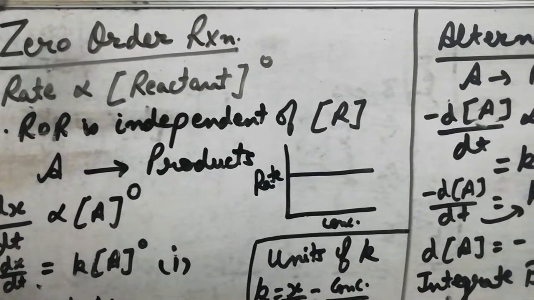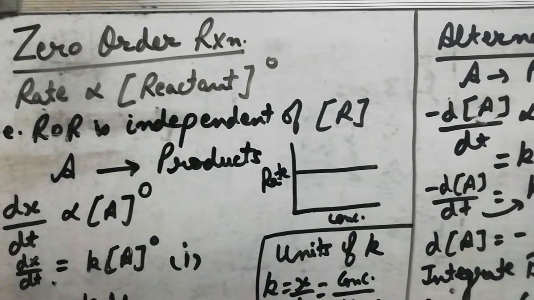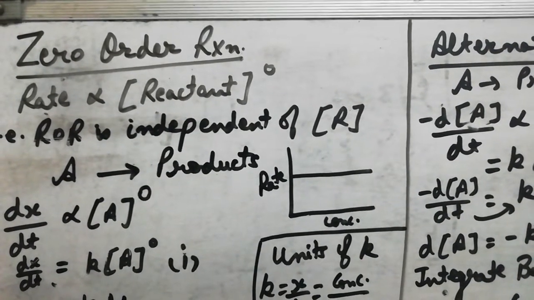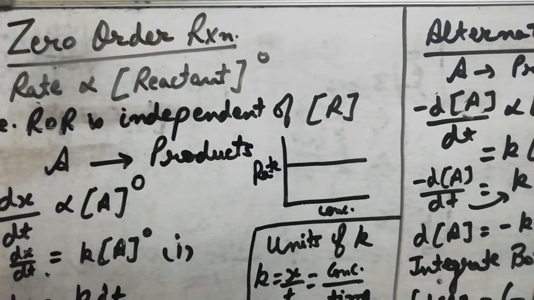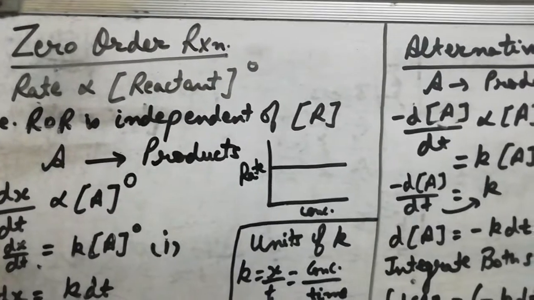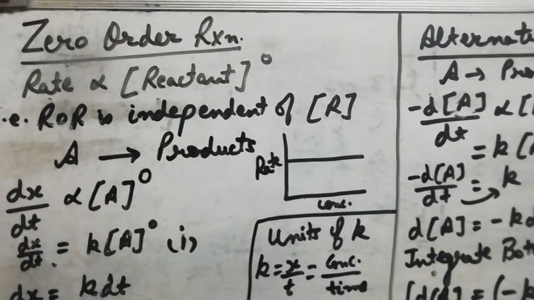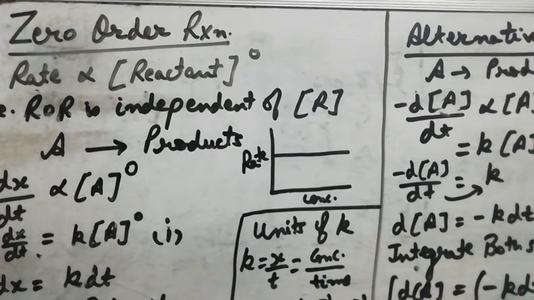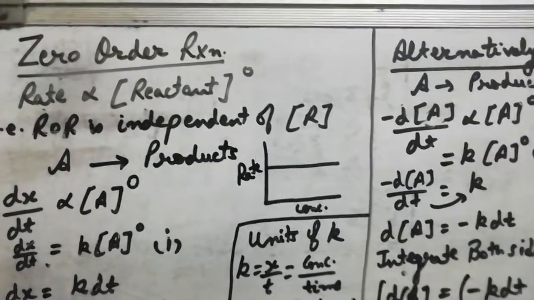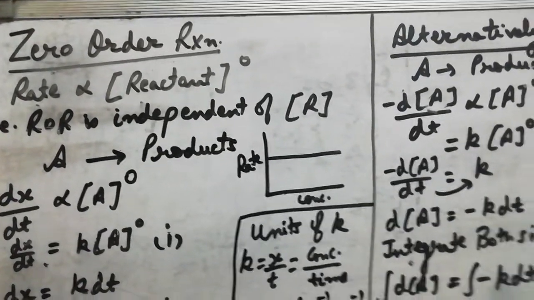So greetings everyone. This is the fourth lecture of chemical kinetics of BSc Chemistry semester 1 according to Punjab University, and today we will discuss the integrated rate equation for zero order and first order reactions. So let us start with zero order reaction.